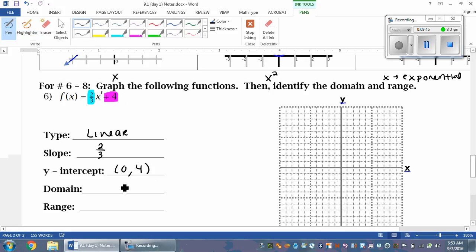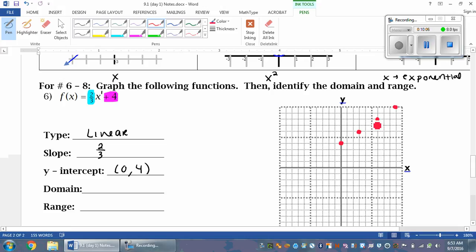I like to do the domain and range at the very end. So I'm going to start by graphing my slope and y-intercept, so 0, 4. Since my slope is positive 2/3, I'm going to rise 2, and then go to the right 3. 1, 2, 3. I'm going to rise 2 and right 3 until I cannot go any further.